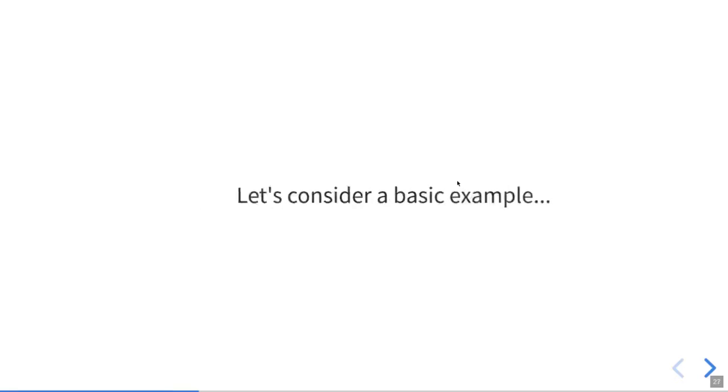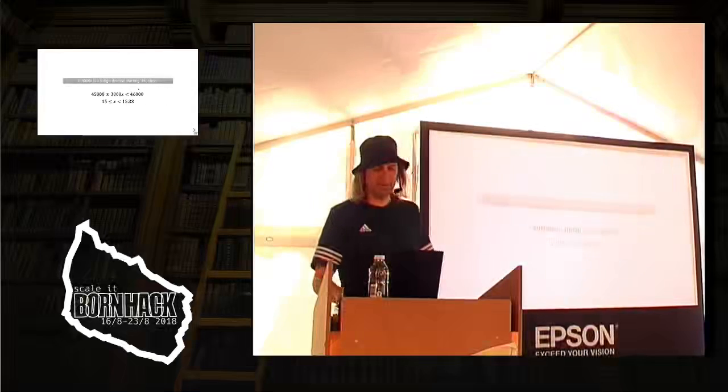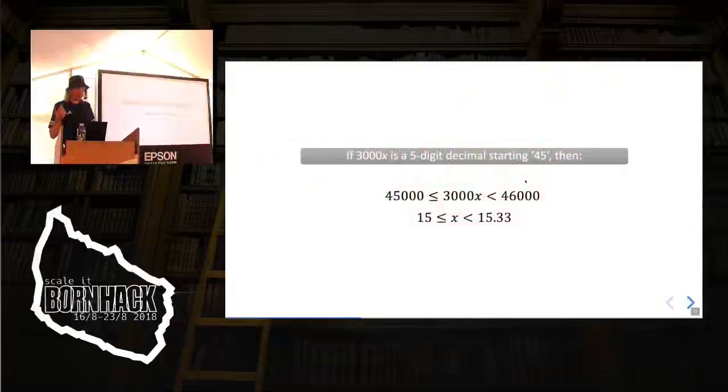So we can look at a simple example which illustrates what that means. Let us assume we have a number x, and we know that 3,000 times this number starts with 45. Then we know that 3,000 times this number is larger than 45,000 and smaller than 46,000. That is obvious, right? That's kind of the definition. A 5-digit number starts with these 2 numbers. So we can also calculate what this means for x, and we know that x is between some certain values.